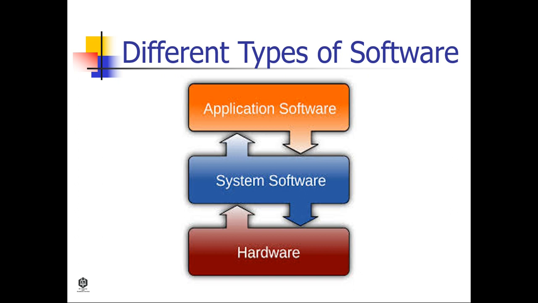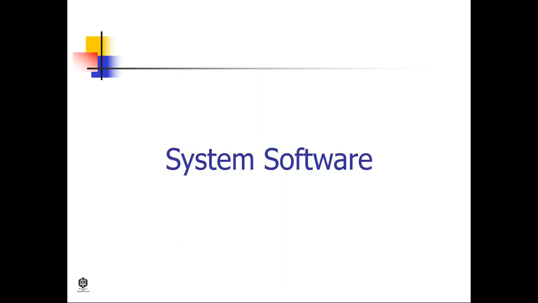In learning about computers, one of the first steps is to understand the major types of software, their uses, and applications. Typically, there are two major classifications of software, namely system software and application software. Let's talk about system software.